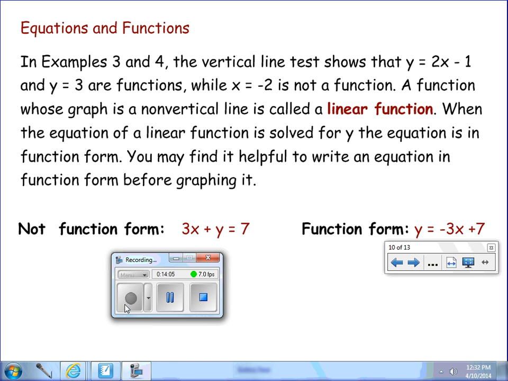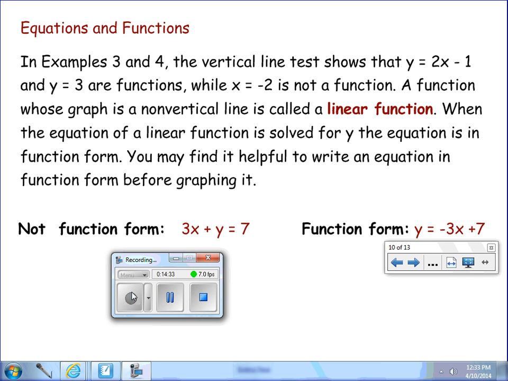Now, we've been talking about equations and functions. And in previous examples 3 and 4, the vertical line test shows that y is equal to 2x minus 1 and y is equal to 3 are functions, while x is equal to negative 2 is not a function. A function whose graph is a non-vertical line is called a linear function.